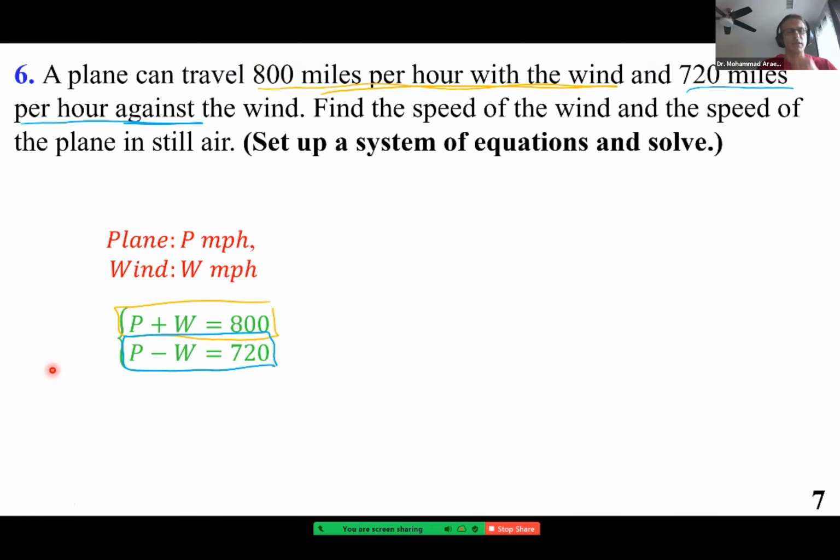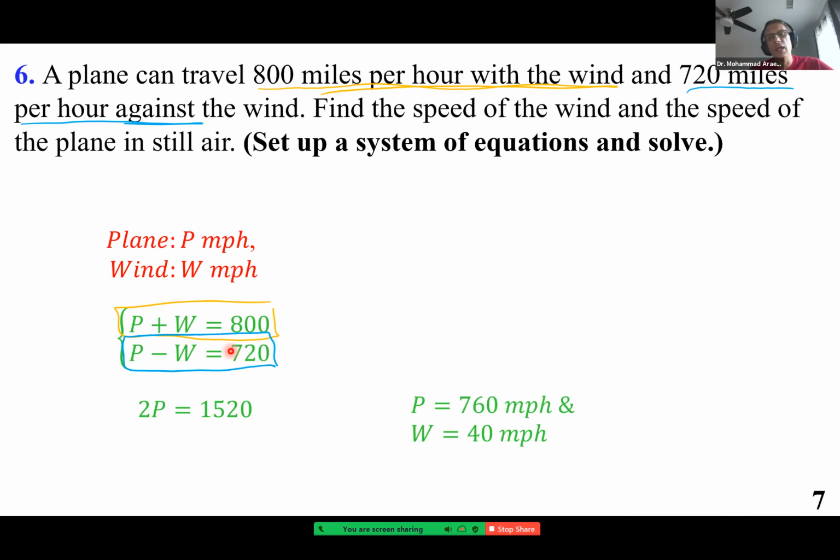I want to make sure that everybody's clear as to what's happening. You don't have to do much, just drop the W and minus W. You end up with P and P, which is 2P. And the right side, they add up to 1520. Divide by 2. And P becomes 760, and write the unit, 760 miles per hour. Put it into any of those two equations, and the wind has a speed of 40 miles per hour.